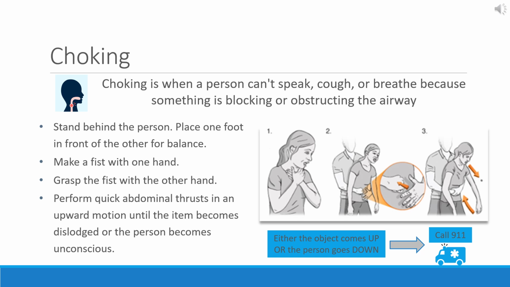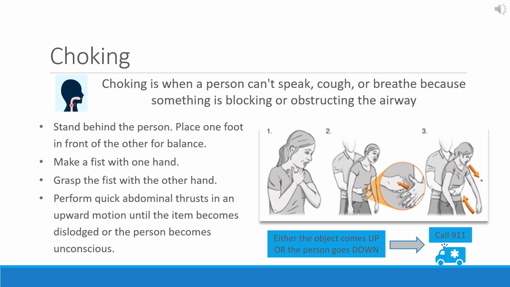the object. To perform the maneuver, you would stand behind the person, placing one foot in front of the other for your balance. Make a fist with one hand. Place the thumb side of the fist just above the navel or belly button. Grasp the fist with the other hand. Perform abdominal thrusts in an upward motion until the item becomes dislodged or the person becomes unconscious.